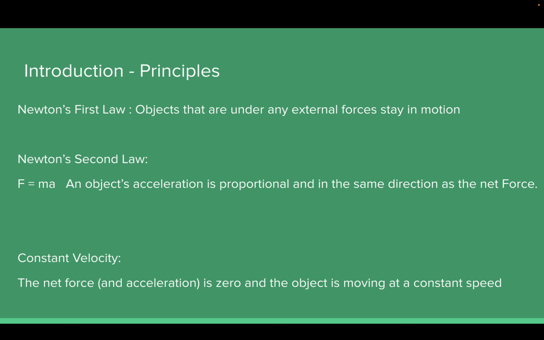Firstly, some of the principles of this lab include Newton's first law. This law states that objects that are in motion stay in motion unless other external forces act upon the object. In our case, friction and air resistance can stop it. Newton's second law states that force is equal to mass times acceleration. Finally, constant velocity is a principle where the net force and acceleration are zero, due to there being a constant speed.